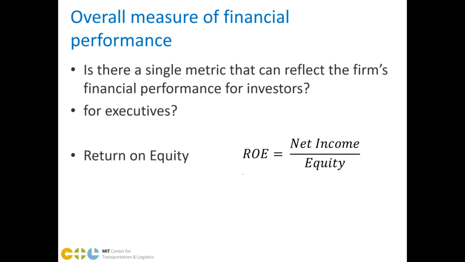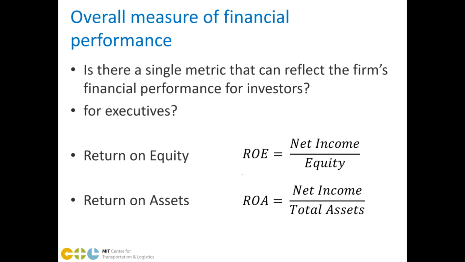Executives may want to look more broadly than just the equity, and they want to consider the return on the assets that are deployed to create profits. And so you'll then have return on assets, which is equal to the net income divided by total assets. So the assets are used to produce income. How well are we doing that? Is the return sufficient to meet the goals of all the investors, including equity and debt?